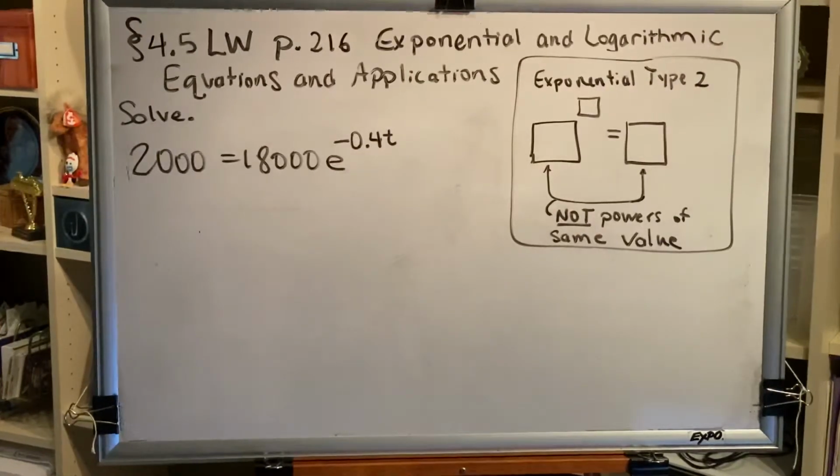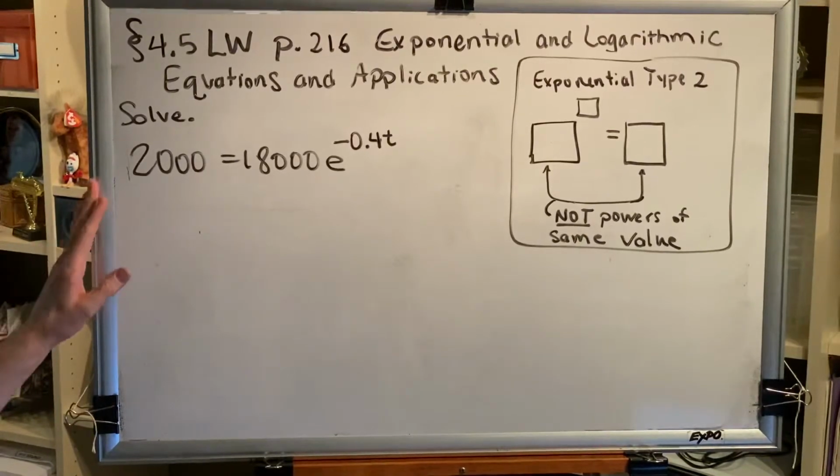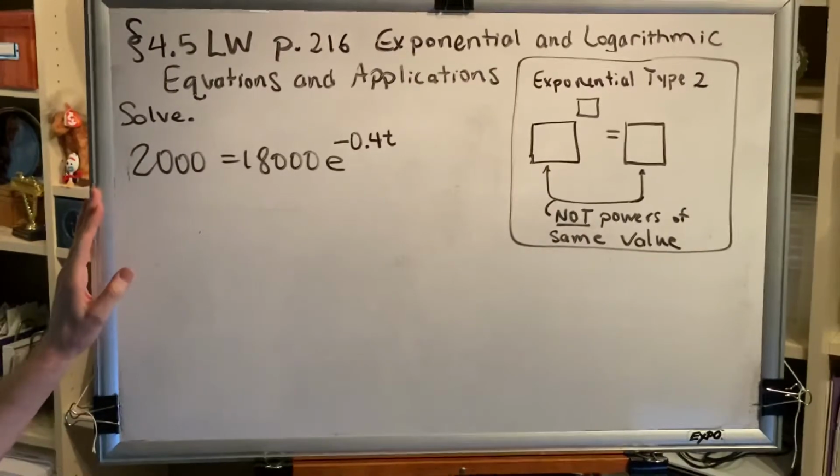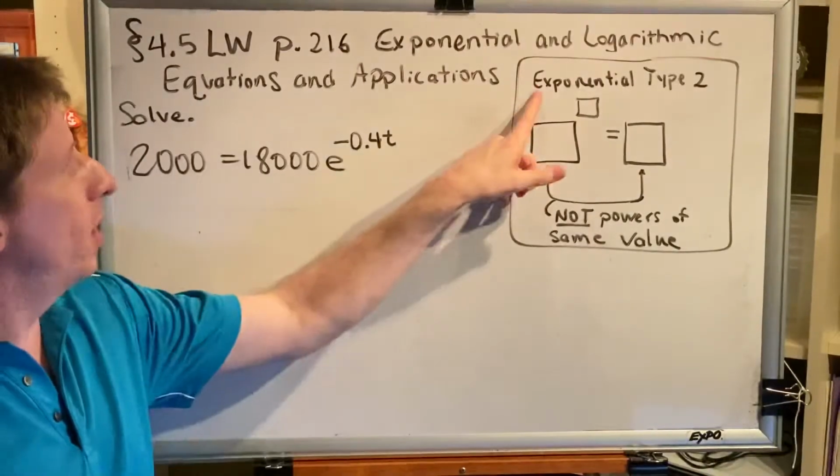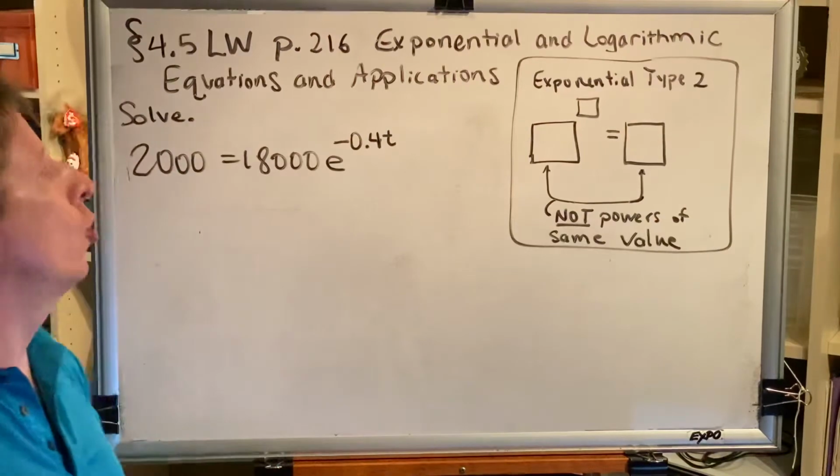We continue learning workbook page 216 with this problem. Solve 2,000 equals 18,000 e to the negative 0.4t. Okay, this is an exponential equation of type 2.